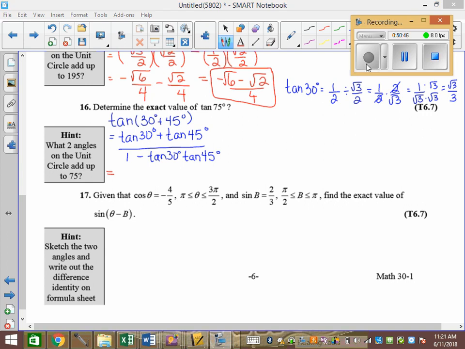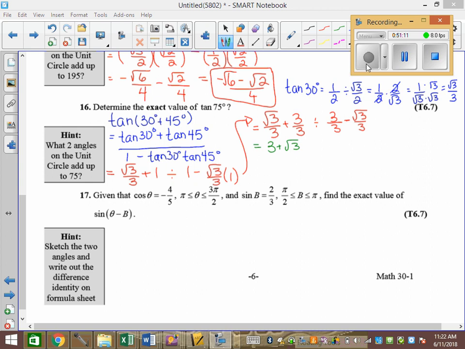Okay. Tan of 30 is root 3 over 3 plus 1, divided by 1 minus root 3 over 3 times 1. So you're going to get root 3 over 3 plus 3 over 3 because you need a common denominator, divided by 3 over 3 minus root 3 over 3. Then you get 3 plus root 3 over 3 times 3 over 3 minus root 3. I'm flipping it.